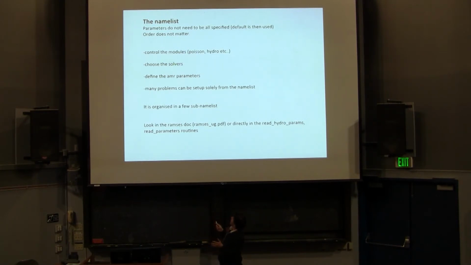If the parameter is not found, then the default, which is specified in the modules, will be used. Okay. So which means that when you look at one namelist, there are actually many more parameters that you don't see because they are not used. It means that you are using implicitly the default version. Okay? So it's important to be sufficiently aware of what the crucial points are in order not to be missing something.